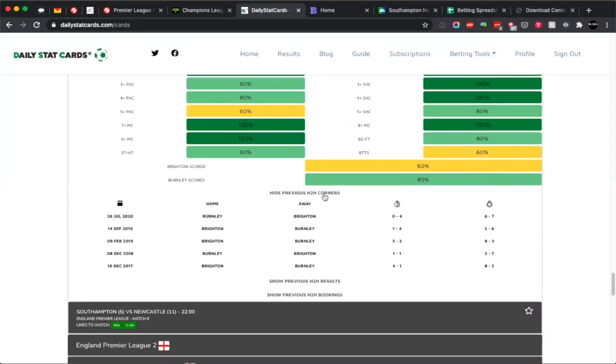And for me, this is a visual way of looking at these teams and finding that these are the corners that they've had, and it just gives you that idea that they're possibly one of those teams that will have a lot of corners.